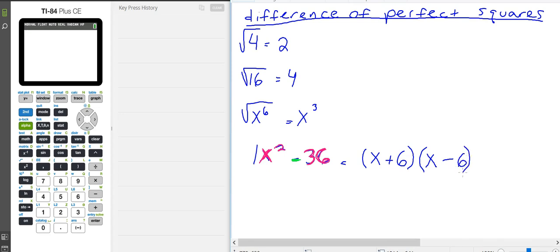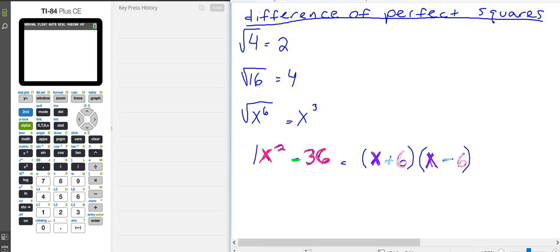So the square root of x squared is x. So we do the square root of x squared, which is x, plus the square root of the second one, and the square root of 36 is 6. Then we multiply that by the square root of the first one, the square root of x squared, which is x, and we subtract from that the square root of the second one, and the second one is 36, so the square root of 36 is 6.